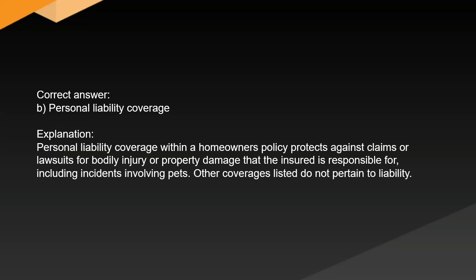Correct answer. B. Personal liability coverage. Explanation. Personal liability coverage within a homeowner's policy protects against claims or lawsuits for bodily injury or property damage that the insured is responsible for, including incidents involving pets. Other coverages listed do not pertain to liability.